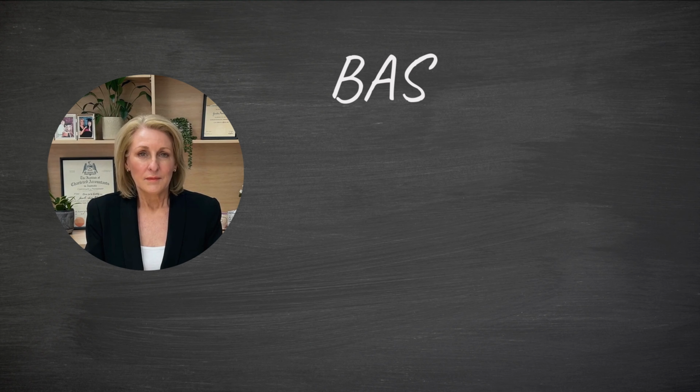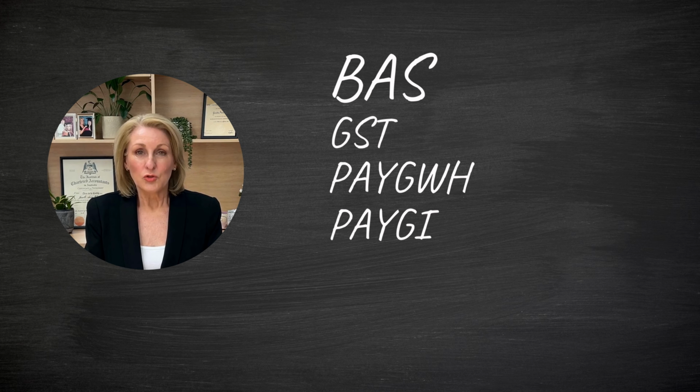So what's included in your BAS? First, we have the GST. That's the GST that you've collected from your customers, less the GST credits from purchases. Then we have pay-as-you-go withholding, the tax withheld from employee wages, and pay-as-you-go instalments, prepayments towards your tax. Then there's FBT instalments and industry extras like luxury car tax, wine equalisation, and fuel tax credits. Most small businesses mainly deal with GST and pay-as-you-go.